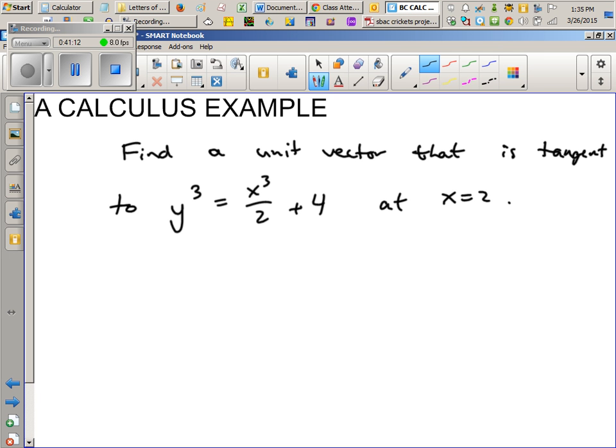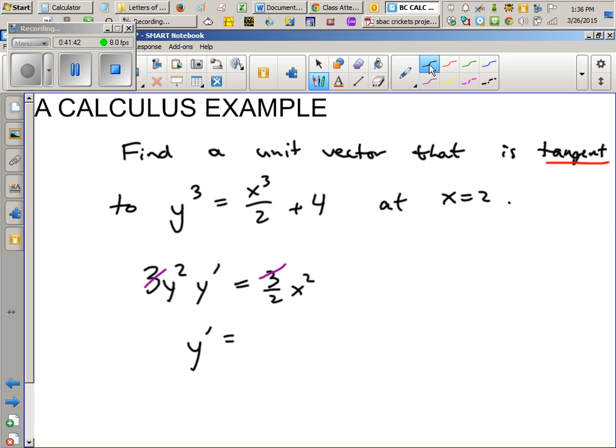First of all, tangent implies that we need to find the derivative, right? If you're going to be studying tangent lines or tangent vectors, you're going to need the derivative. So let's go ahead and find the derivative here. It's 3y squared y prime equals 3 halves x squared. That's our derivative. Isolating, so we have our derivative explicitly defined. These 3's cancel out.